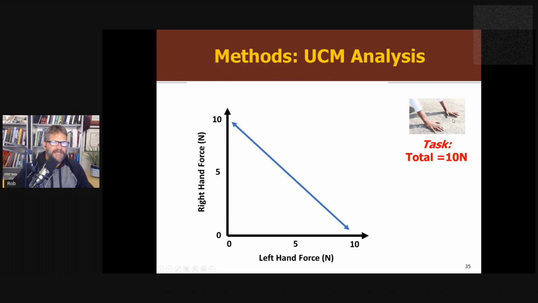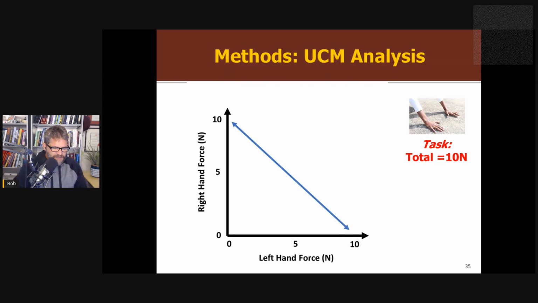Okay, and so how do we do that? Well, imagine a task where you have to push down on a surface with both hands where your combined force is 10 newtons. Imagine you're given a job of holding something down from blowing away, right? What we can do is create a state space where we plot your right hand force and your left hand force.